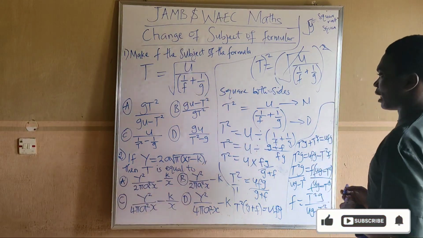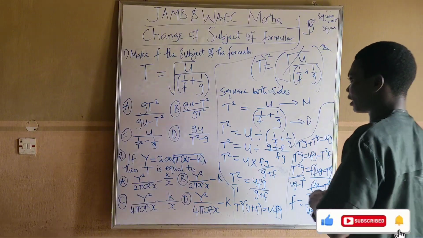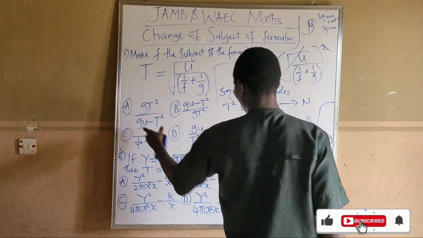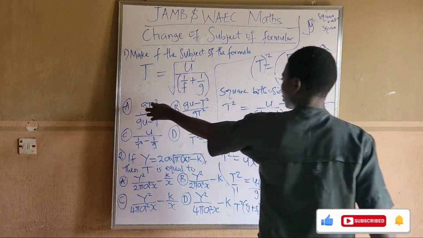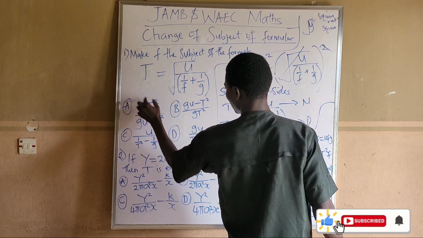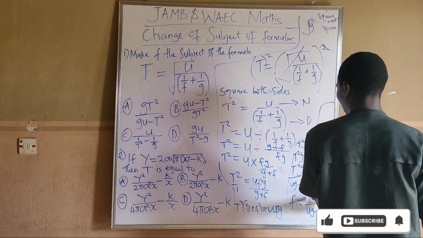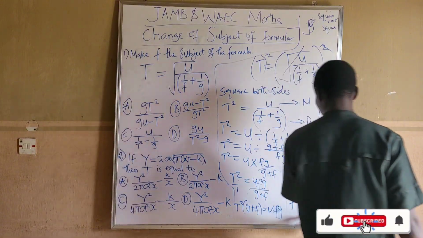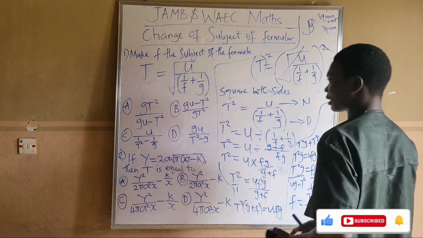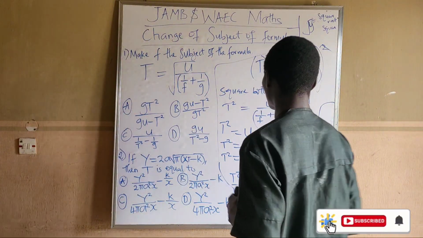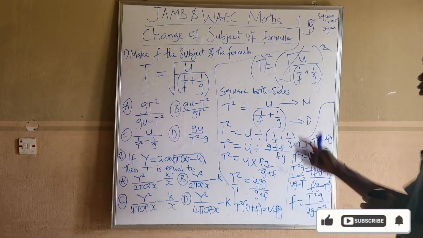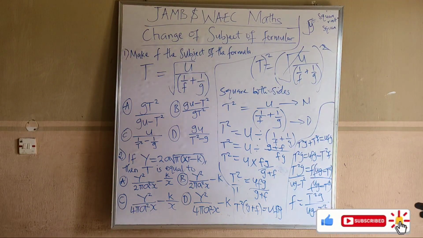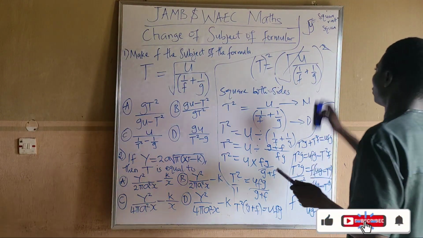Now take note of something that this is our final answer, and it happens to be the correct answer. Why? Because gt square is same thing as t square g, which is exactly the same thing as this, and gu is same thing as ug, which is exactly the same thing as this. So the correct answer to that is option A. Okay, option A. Now let's try to solve question number 2.